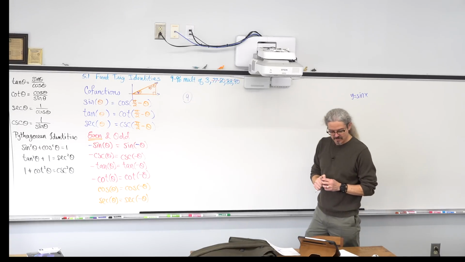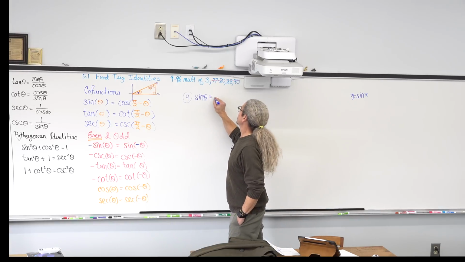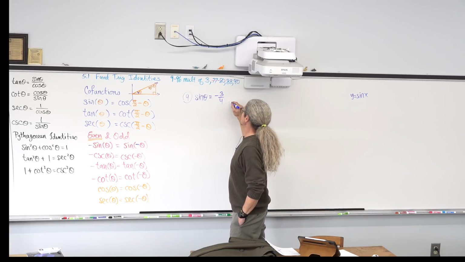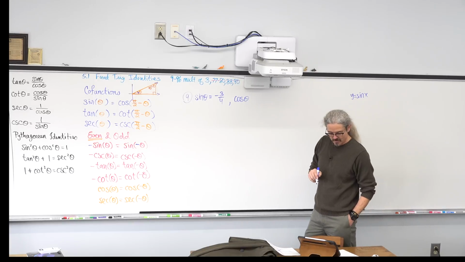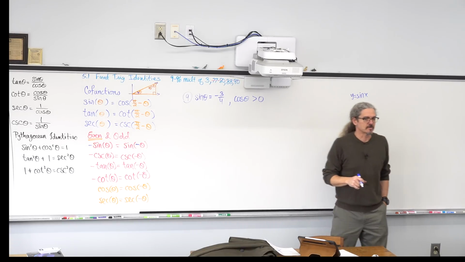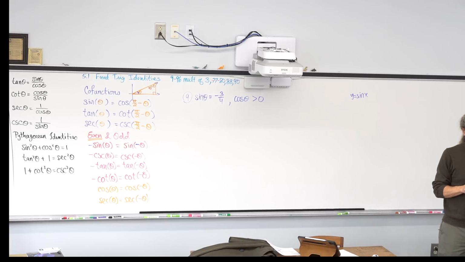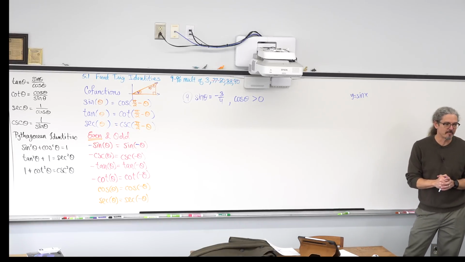We've got the sine of theta is -3/4, and we're being told that the cosine of theta is greater than 0. We want the other 5 trig functions. So sine, tangent, and so on. How would you figure out the other 5 trig functions, knowing that the sine of theta is -3/4 and the cosine function has to be positive?